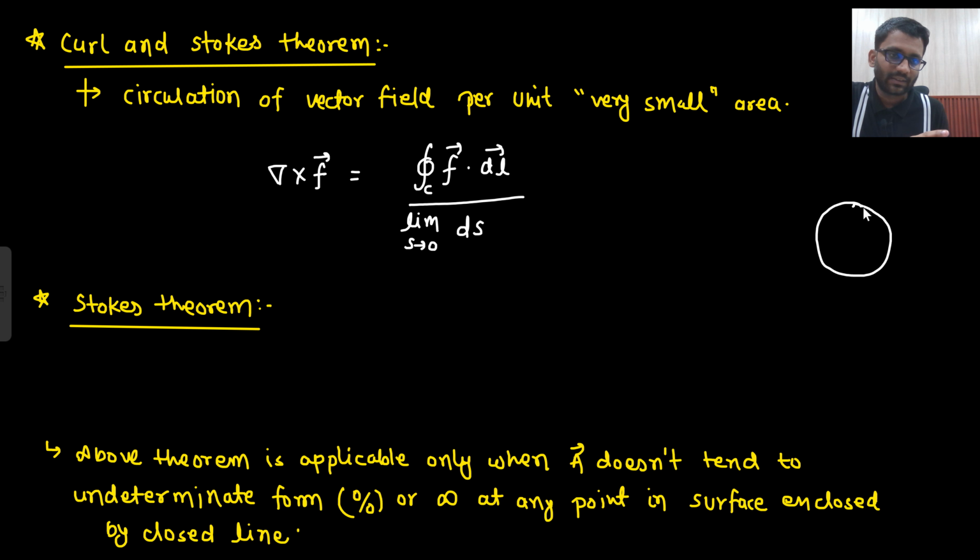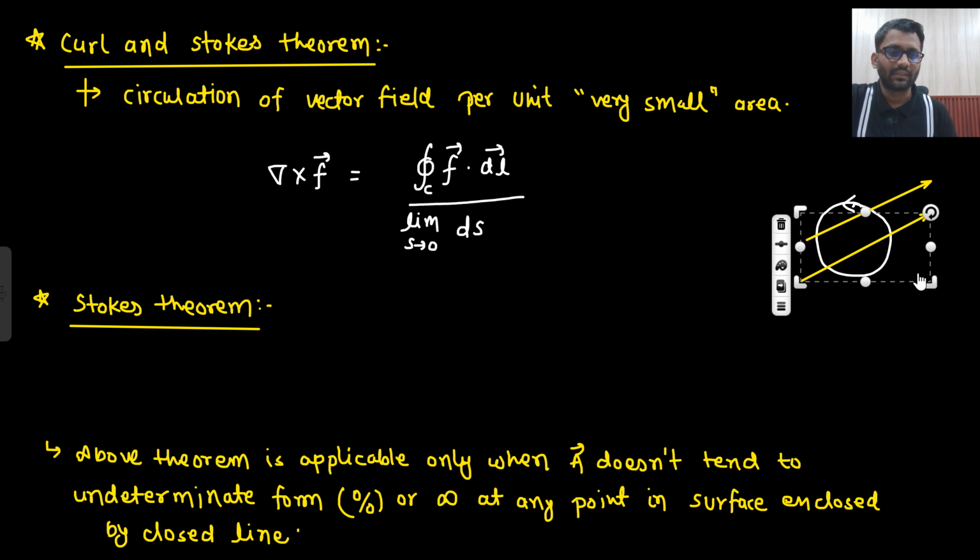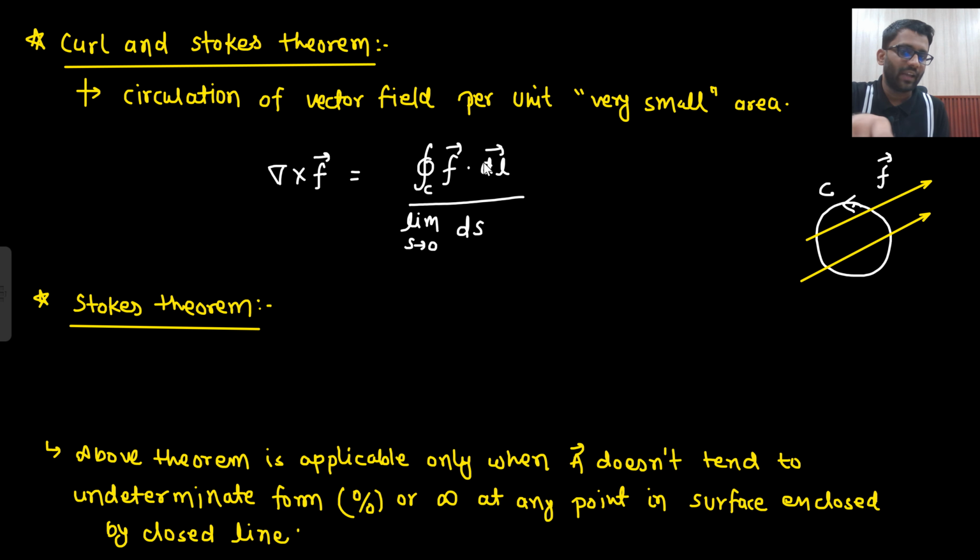Let's just say in this closed line you are working and there is some vector field F available. So what will be the closed line integration? This curve is C, so the closed line integration will be F dot dl along the curve C per unit very small surface area, limit ds tends to 0. This is the surface area I am talking about. So this is the closed line.